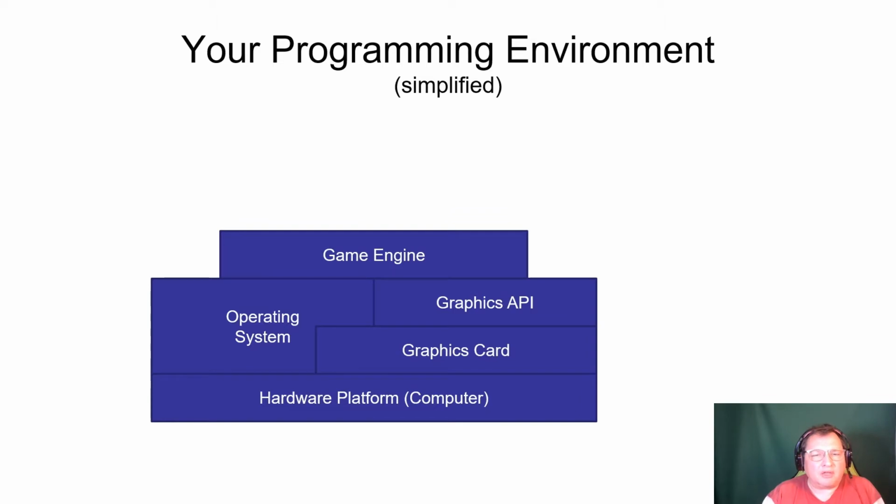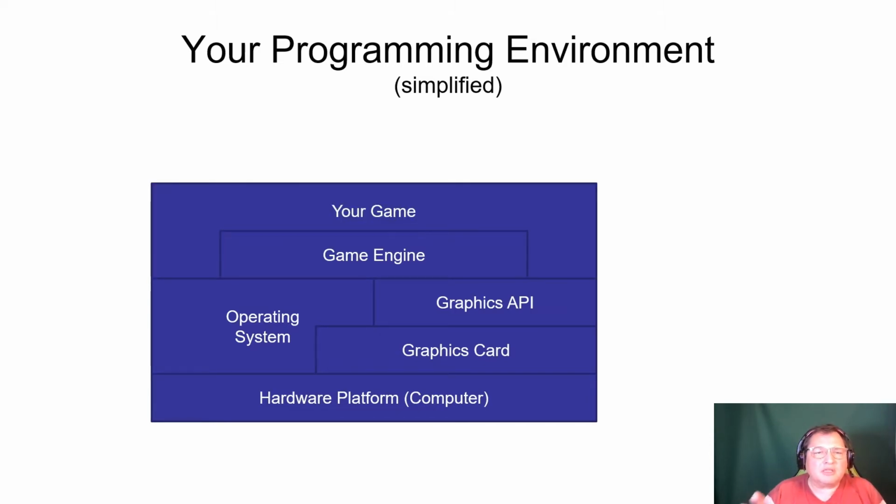Your typical game engine is sitting on top of both operating system and graphics API, and on top of all this is sitting your game, which most commonly is communicating with your game engine, is using your game engine actually, but it is also communicating directly with the operating system and sometimes with the graphics API.